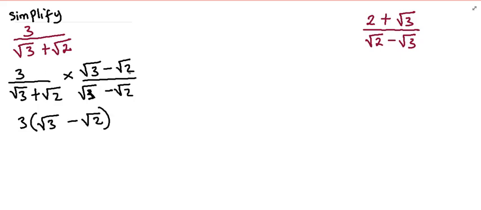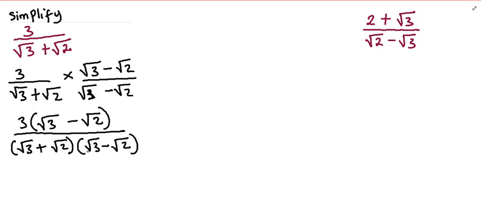So this number is multiplying these 2 numbers, right? And then all over here we'll be having √3 plus √2, then bracket √3 minus √2. They have to multiply each other, right? So the first bracket is multiplying the second bracket. For the numerator, 3 times √3 is giving me 3√3, and then 3 times negative √2 is giving me negative 3√2. Okay, all over.